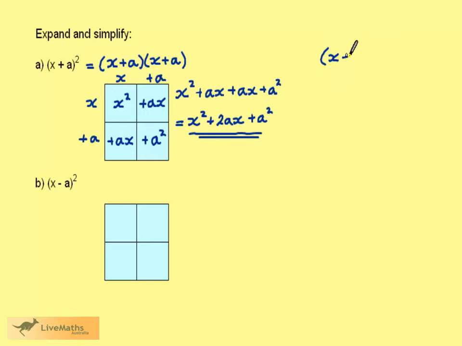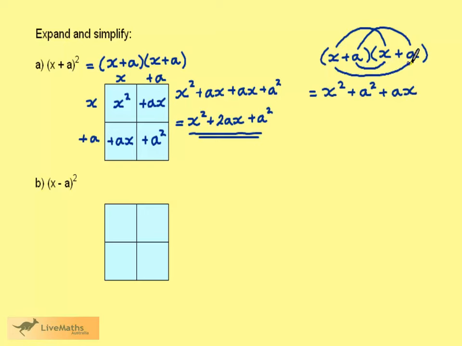Using the smiley face pattern, write down the brackets x plus a and x plus a. We get x squared plus a squared. We get plus ax from here and plus ax from here. This is x squared. Ax plus ax is 2ax plus the a squared.